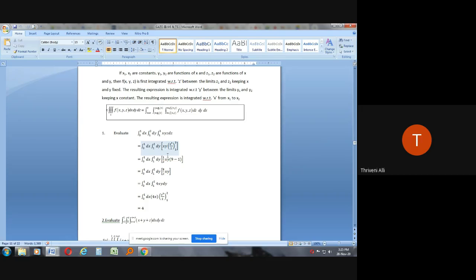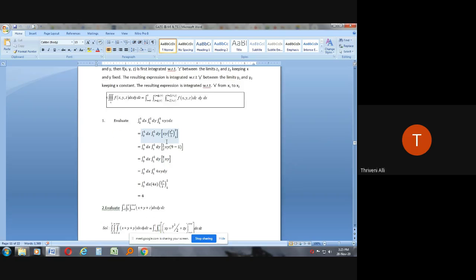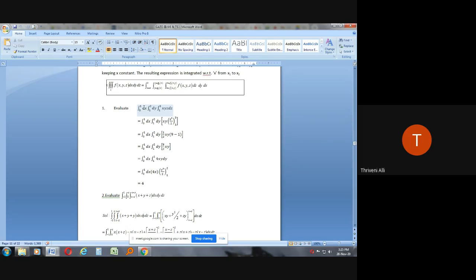Or first we have to integrate with respect to y and then z, and at the last x. Any variable. Why? Because all the integral limits are constant limits. So here they take integral 0 to 1 dx, integral 1 to 2 dy, integral xyz. So here they integrate first with respect to z.